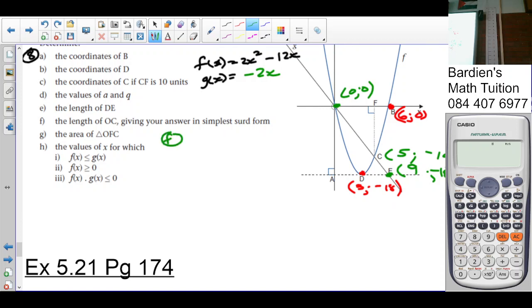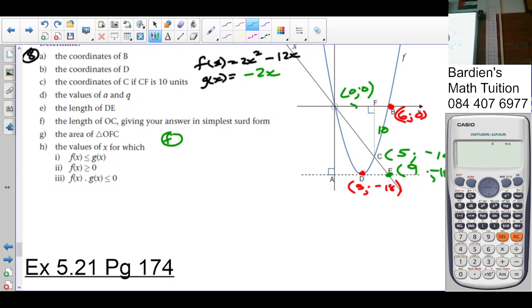If the length of OC, sorry. Okay, so how are we going to work out that length? I can do one of two ways: the distance formula or Pythagoras. Either one of the two. The distance formula is based on Pythagoras as well, it is actually derived from Pythagoras. So I'm going to go with the Pythagorean theorem.